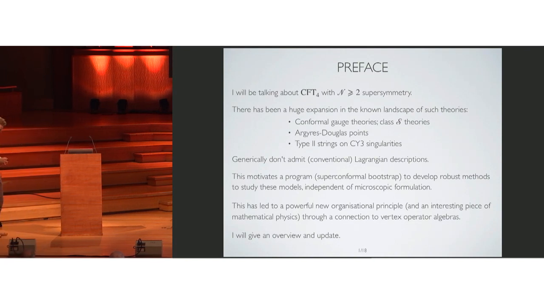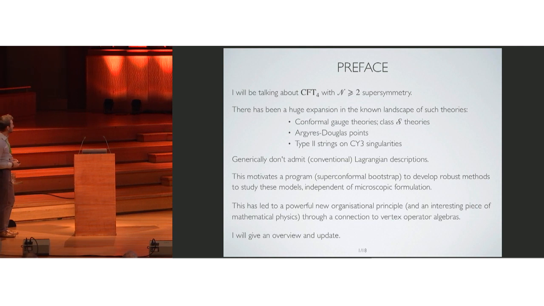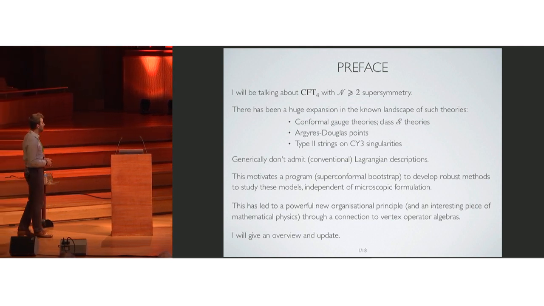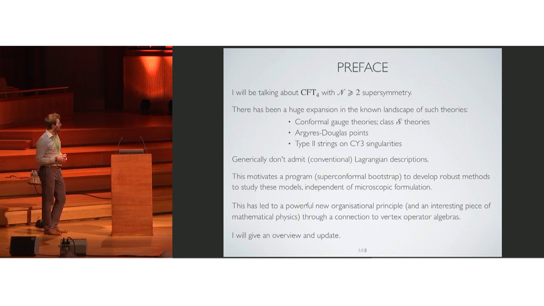There's a variety of diverse constructions of these things. Conformal gauge theories are the most classical, but they have these class S generalizations. There's a menagerie of Argyres-Douglas type constructions, and then there are more stringy or F-theoretic constructions as well. And the sense one gets is that generically, these sorts of models don't admit conventional microscopic Lagrangian descriptions.